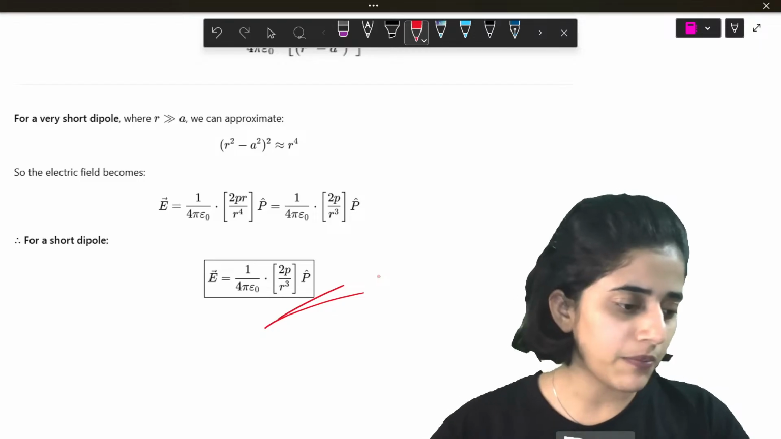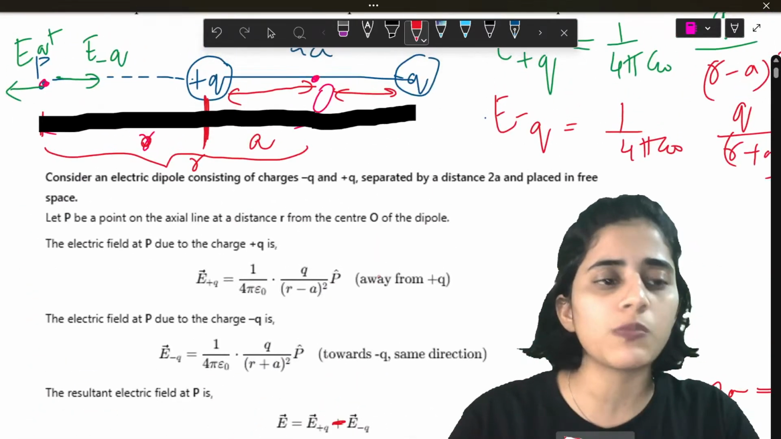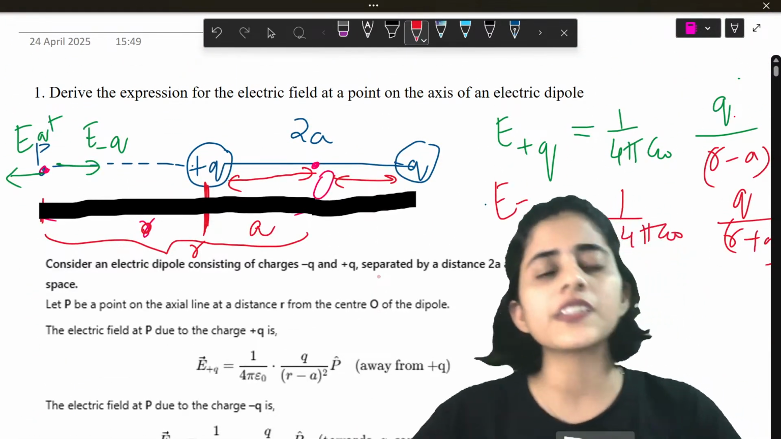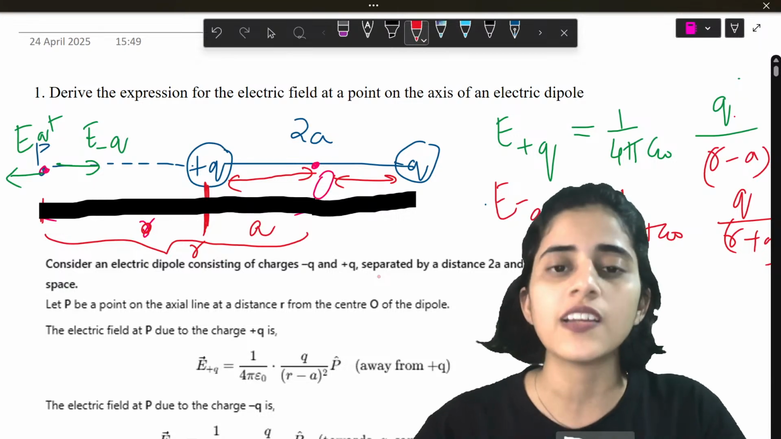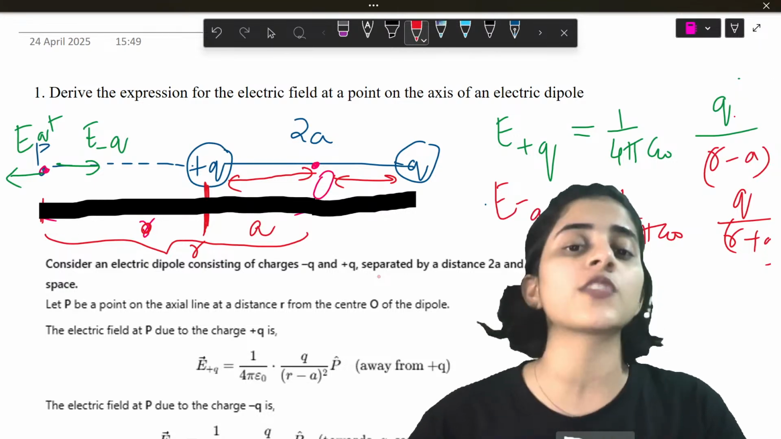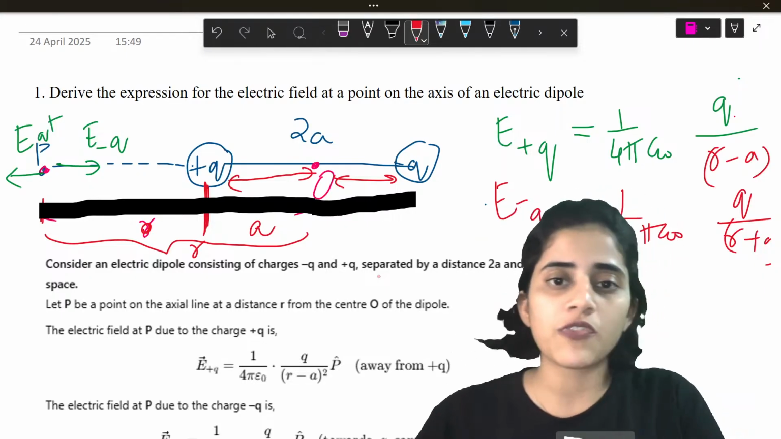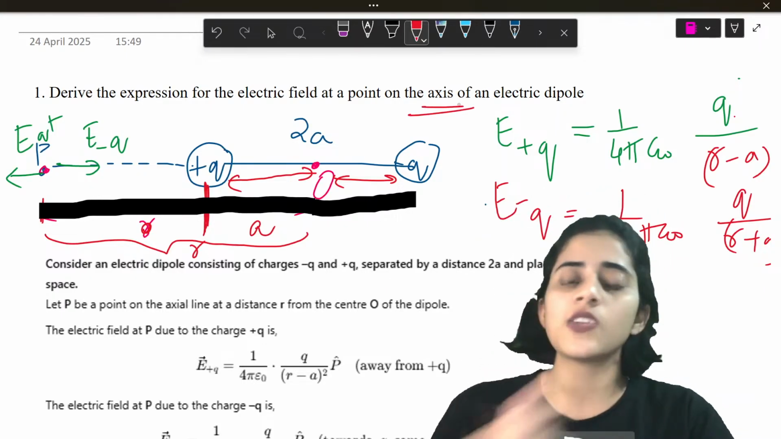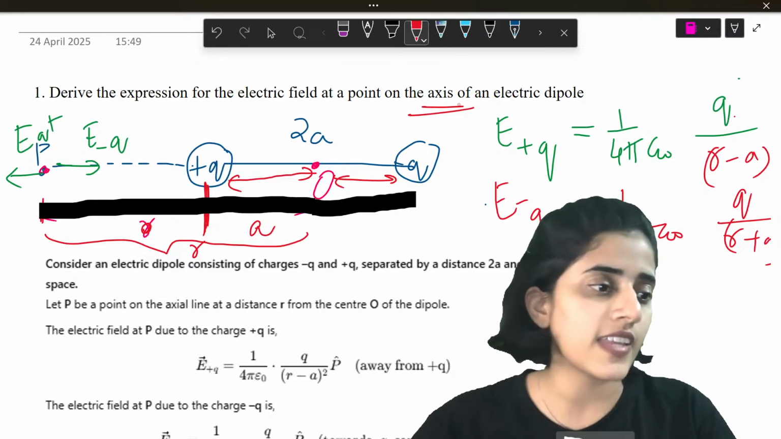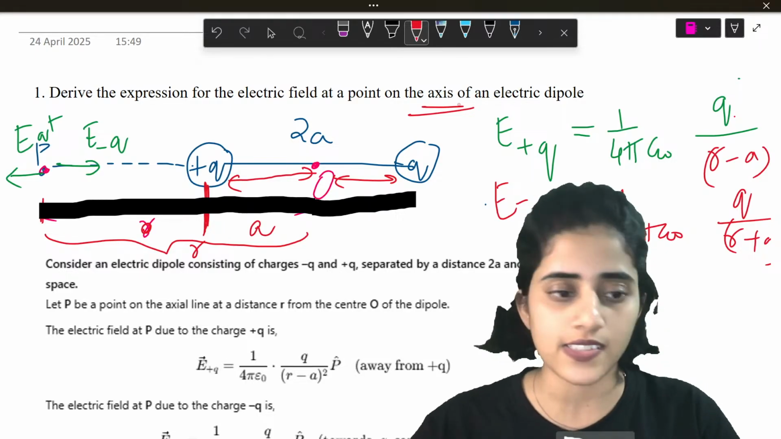Ma'am, how will it come? The question will be: derive an expression for electric field at a point on the axis of an electric dipole. That's how it will come. If they ask for axis, then you have to take the point along the same line on the axis.